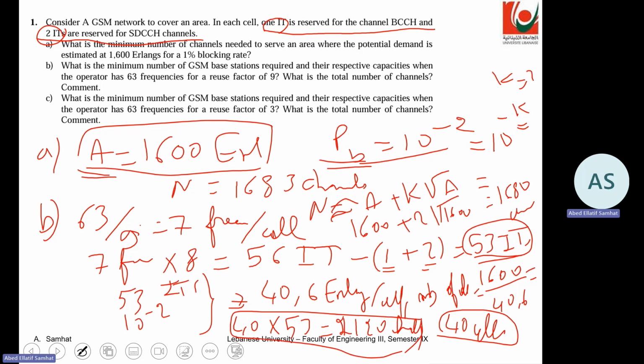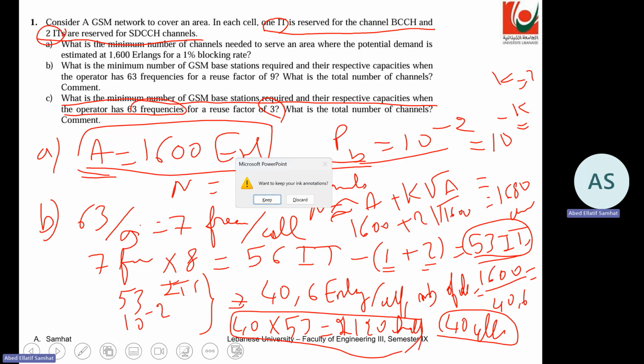Okay. If we want to apply for C, we have the same question. What's the minimum number of GSM base stations required and their respective capacity when the operator has 63 frequencies? But here the reuse factor is 3. When the reuse factor is 3, this means that the cluster size is 3 cells and the 63 frequencies are used by only 3 cells because the reuse factor is 3.